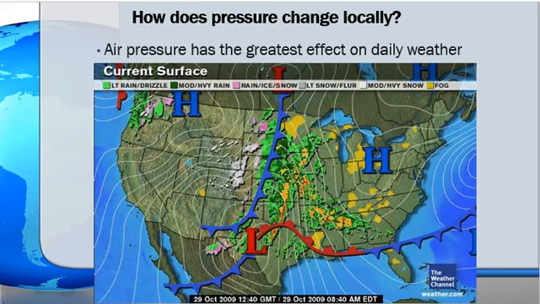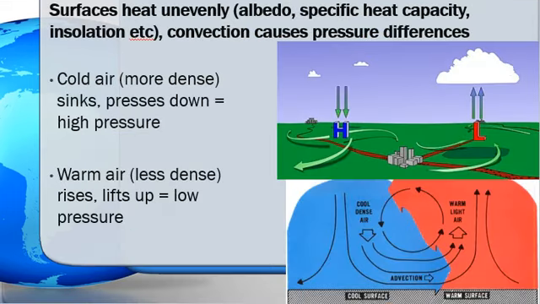However, it also changes locally, and when we have local changes in air pressure on the Earth, when we're looking north, south, east, west, this is really where most of our weather patterns come from. So these pressure differences that we're talking about actually come from temperature differences in the first place. And the temperature differences are due to three major things.